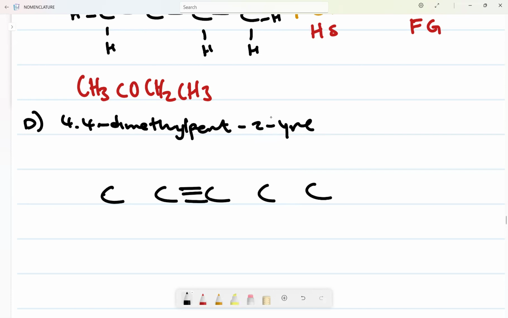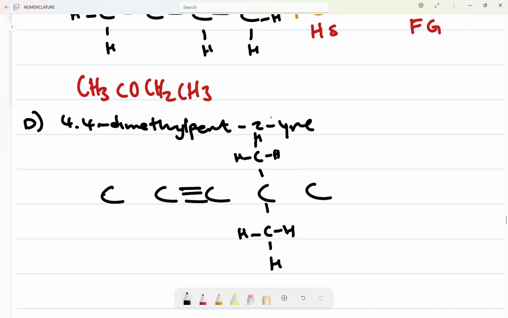Then I'm told that on position number 4, 4,4. So if I started counting here, 1, 2, 3, 4, this is carbon number 4. I can say this is 1, 2, 3, 4, 5. Now I'm told on carbon number 4, I have a CH3 or a branch like that. Also here I have a branch like that. Right? Yes. Then I can complete the rest.